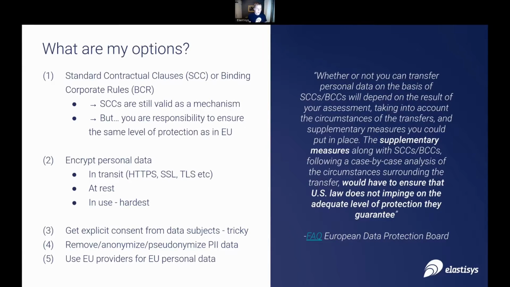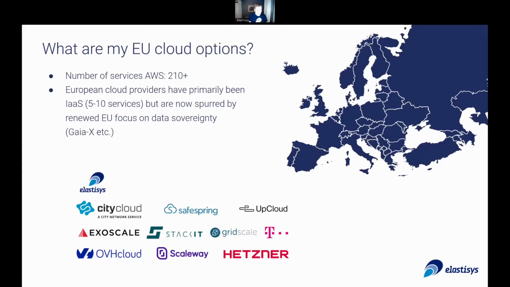And the fifth thing, which we consider might be the easiest technical solution, is to use EU providers for running your EU related workloads and storing your EU personal data. And this is where cloud agnostic solutions like Kubernetes and other cloud native tooling comes into play. We'll talk a bit about this, then I'll hand over to Christian.